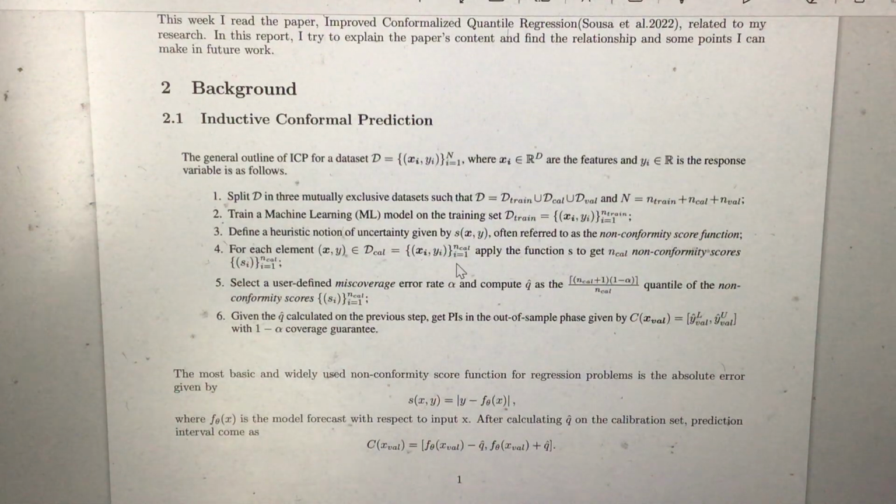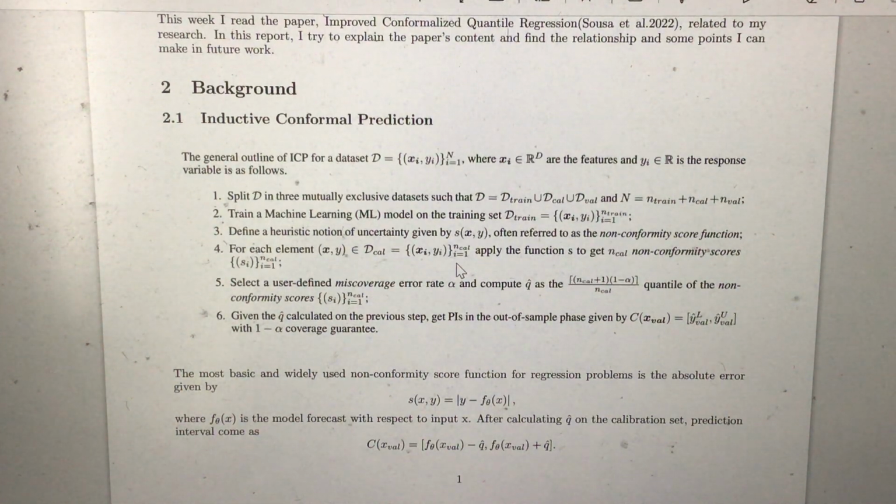So before we talk about the new content of this paper, we should know some background knowledge. The first thing is inductive conformal prediction. If you watched my previous reports, I talked many times about inductive conformal prediction, or sometimes the split conformal prediction. This is the general outline of ICP for a data set, where xi is the feature and yi is the response variable.